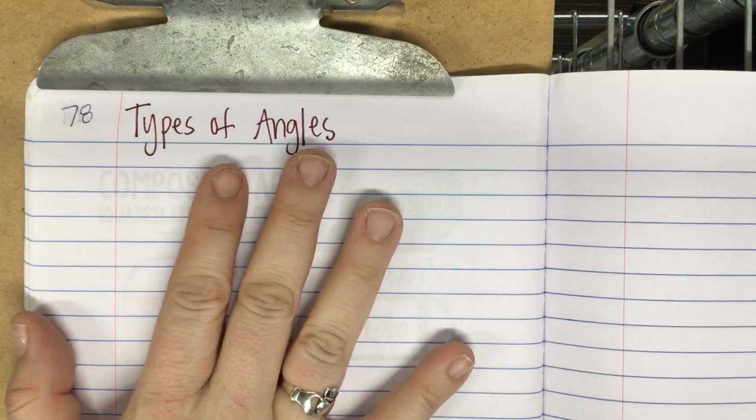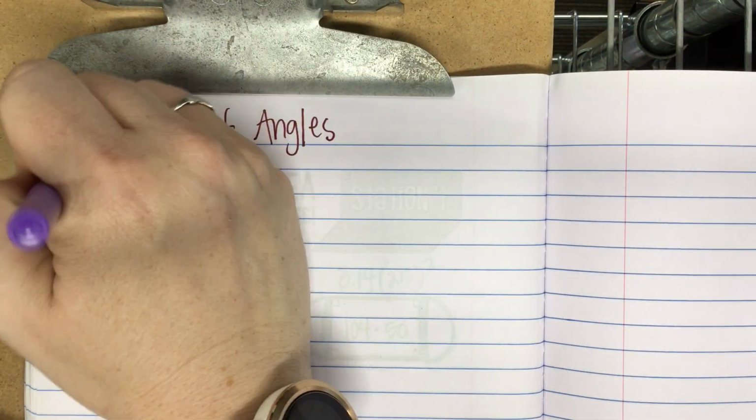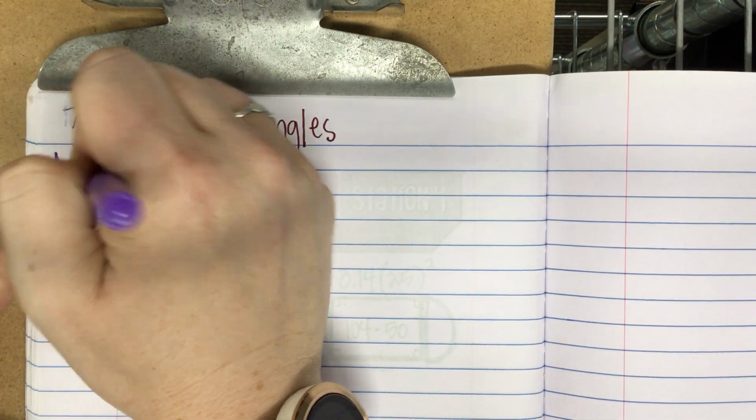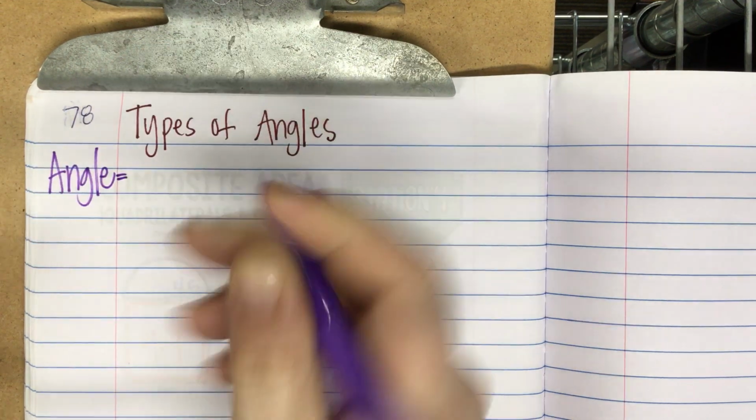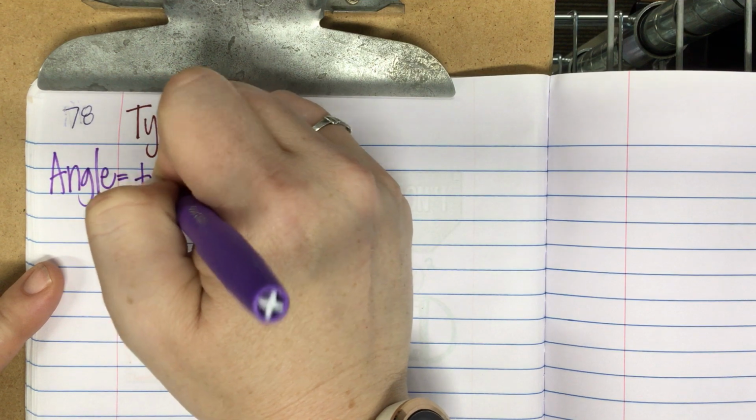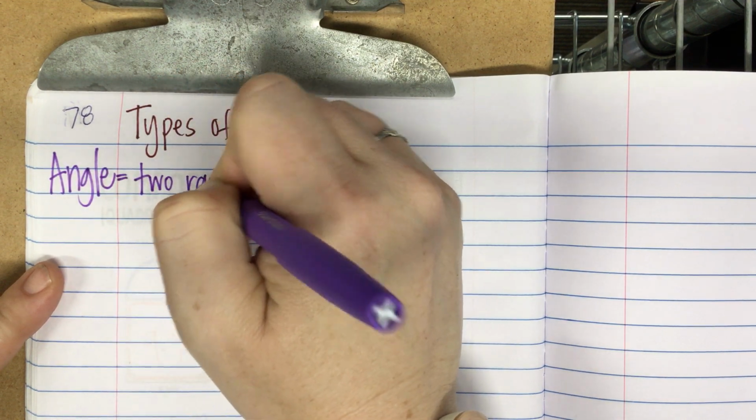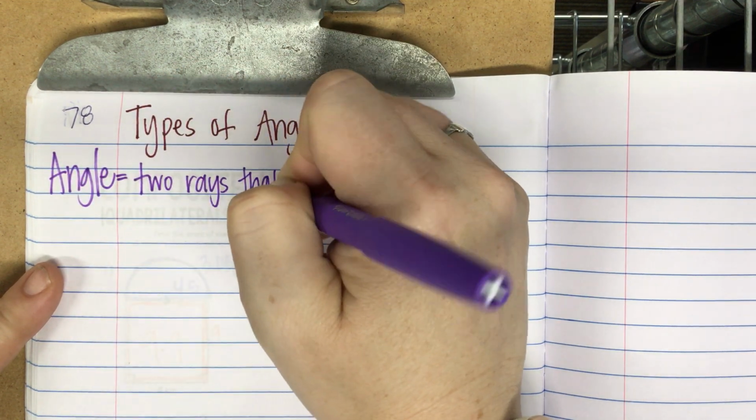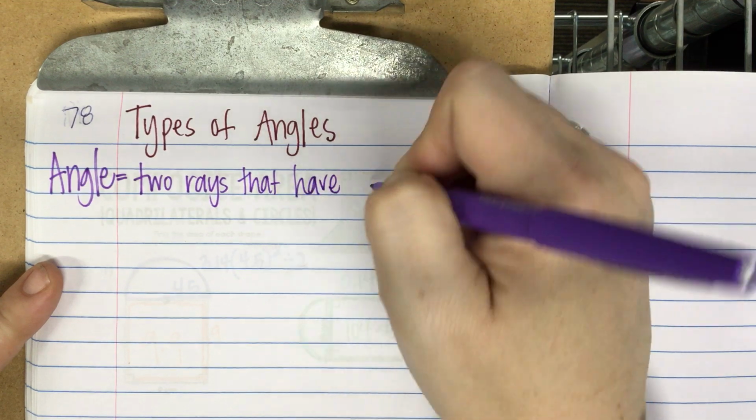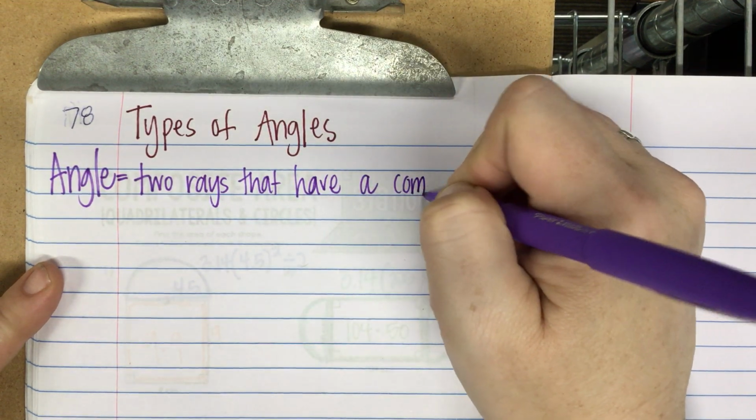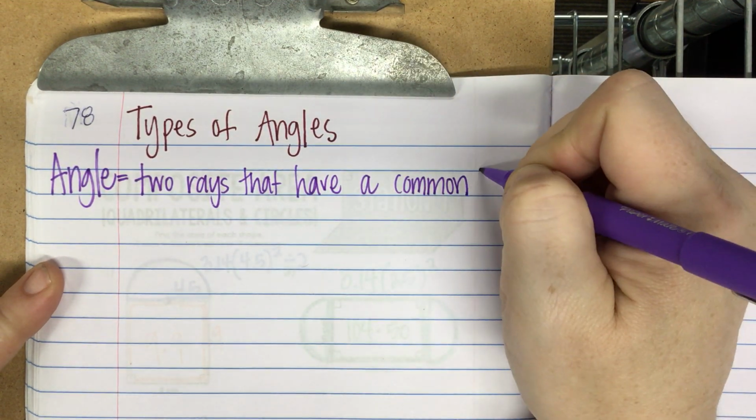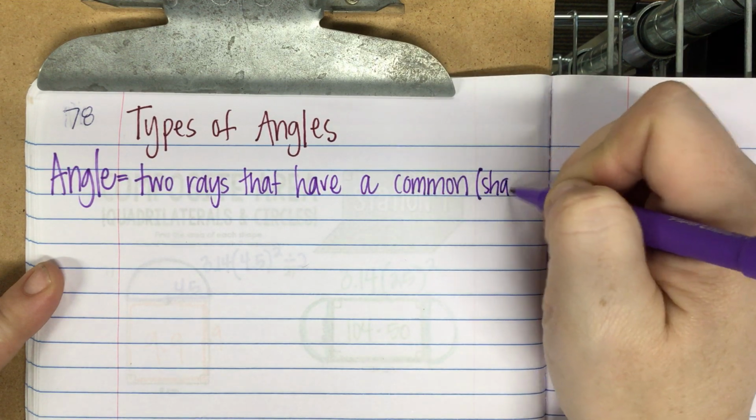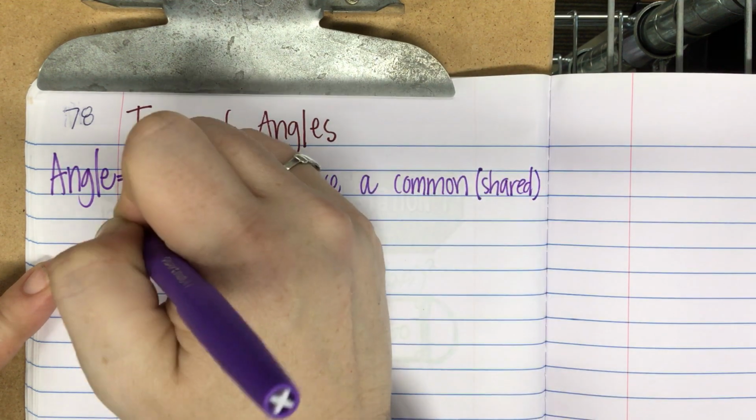All right, so an angle, if we're going to talk about what it looks like, an angle is two rays that have a common or shared endpoint.